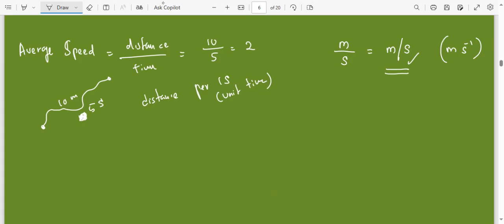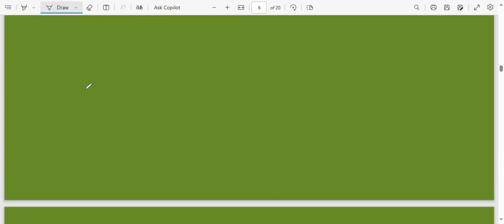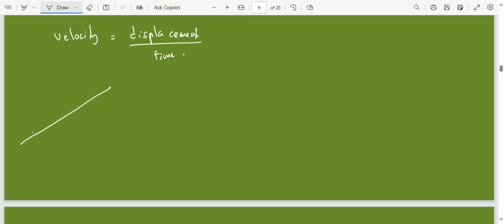Okay, right. So the next part is velocity, right? Now similar to distance, velocity is taken as displacement divided by time. So how much displacement is there per unit time? If someone is going along a straight path, how much displacement he moves per second, within 1 second, is what we call the velocity.